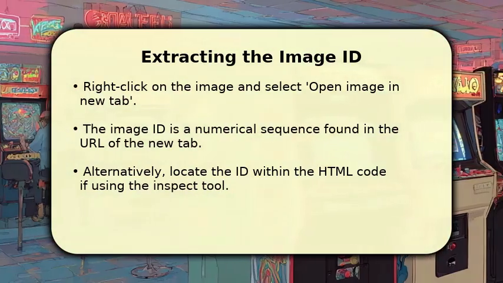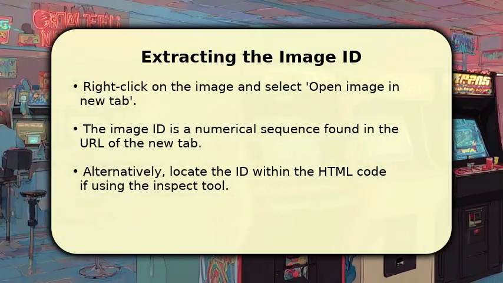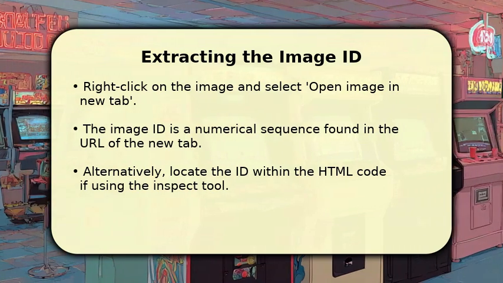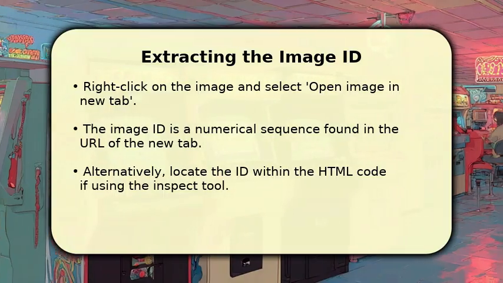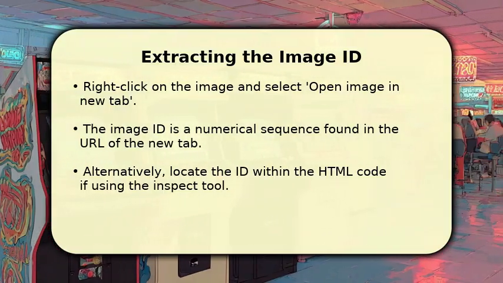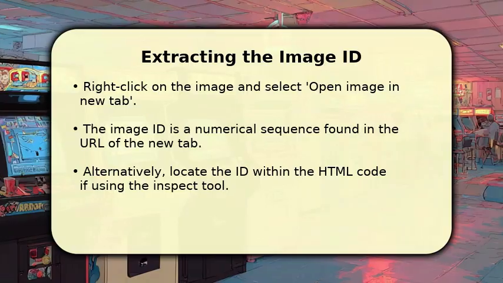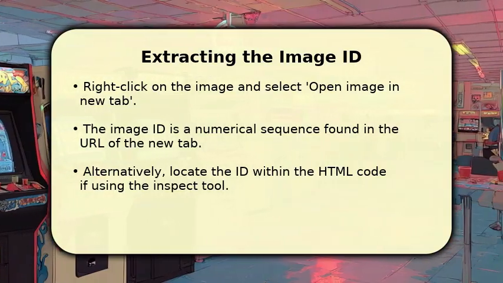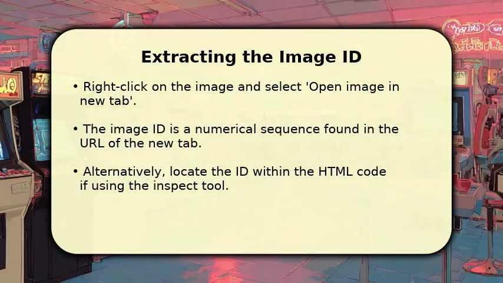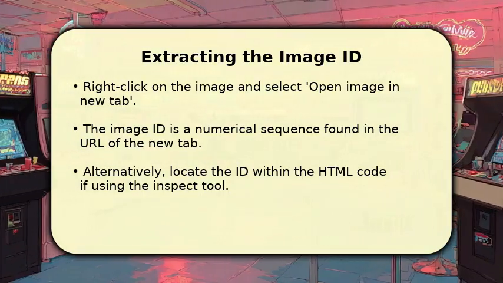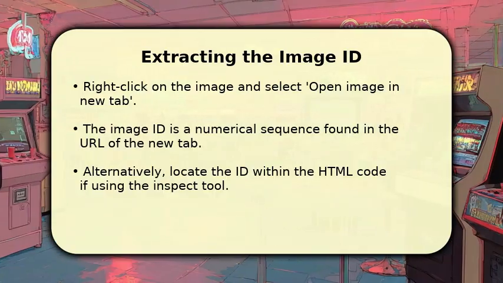Once you have located your desired image, right-click on it and select Open Image in New Tab. Look at the URL in the new tab. You will see a long numerical sequence. This sequence, typically consisting of 9 to 10 digits, is your image ID. Copy this number. Alternatively, you can use the Inspect tool to find the ID within the image's HTML code, usually associated with the Asset ID property.